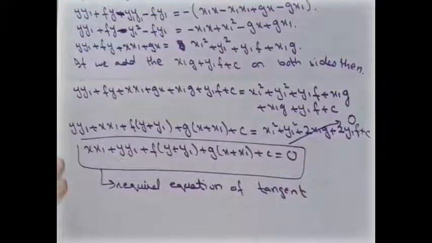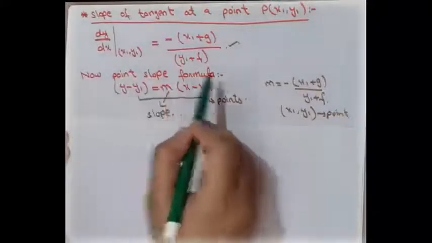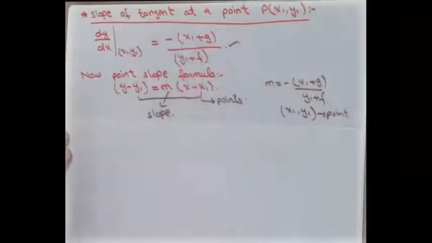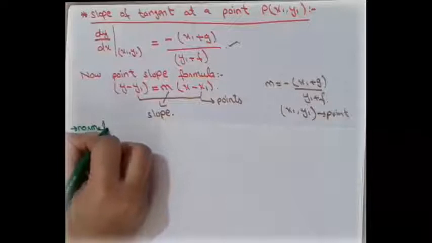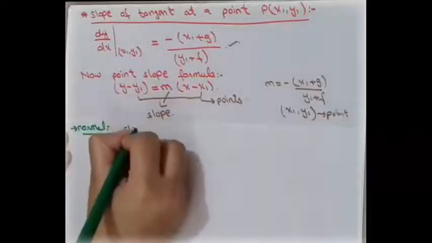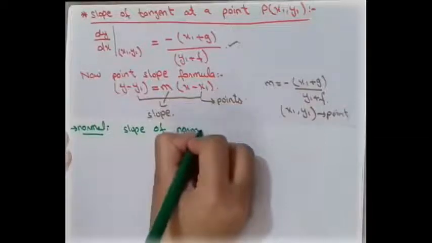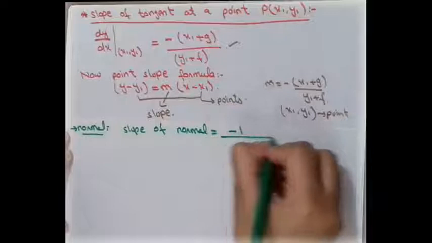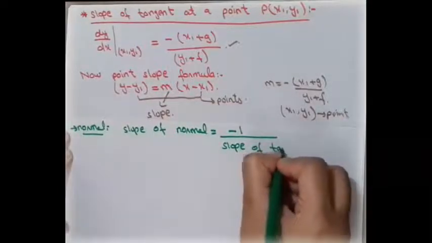Now to find the equation of the normal, we use the point slope formula as in this case, but in this case the slope is changed. In the normal case, the slope of the normal is equal to -1 divided by the slope of the tangent.